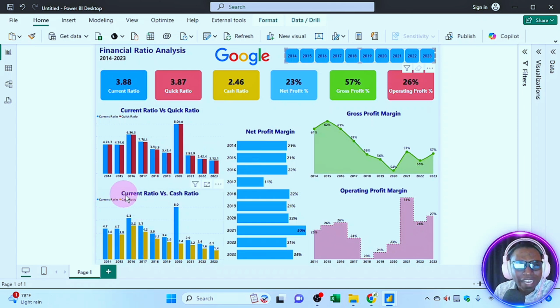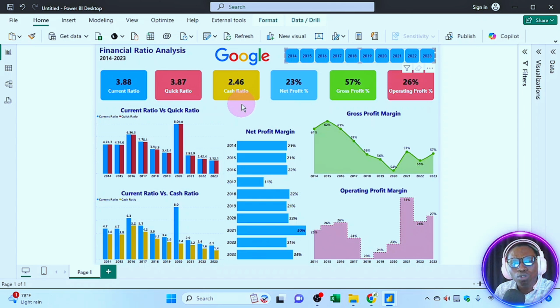So that's why we needed to compare current ratio to cash ratio, because the formula for cash ratio is simply cash over current liability, absolute cash over current liability. So even at that, they still maintain a good liquidity position.